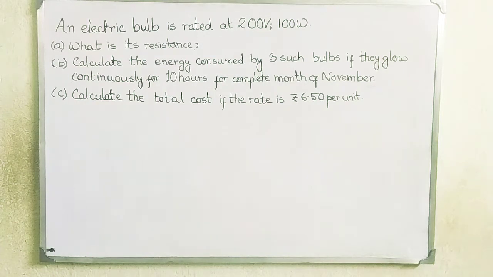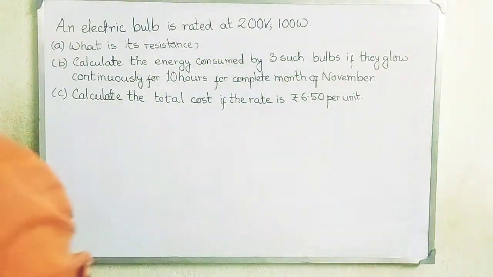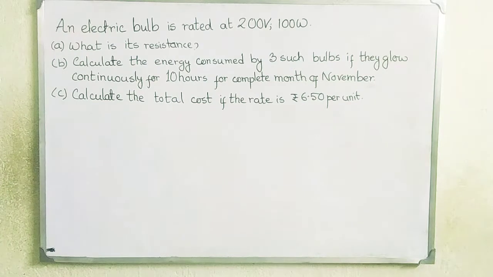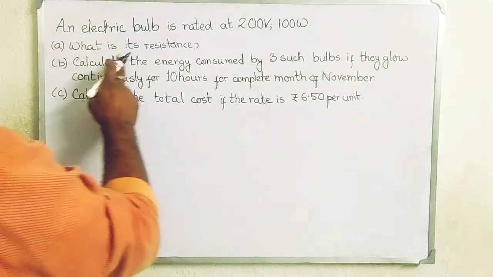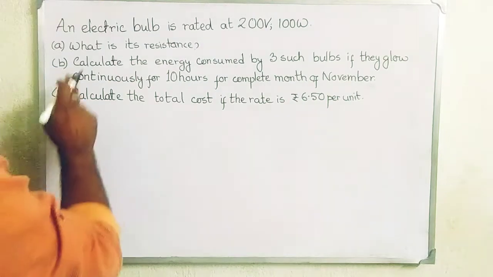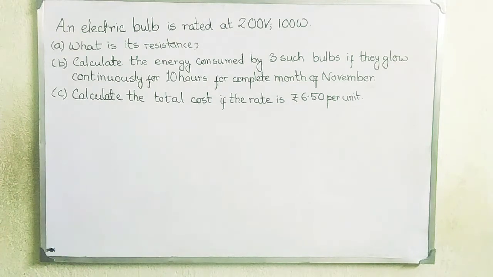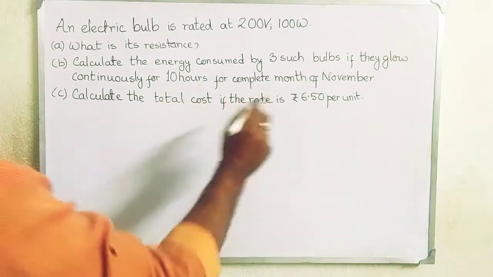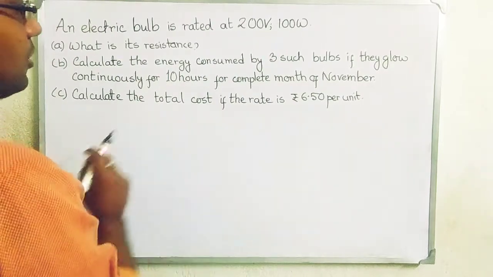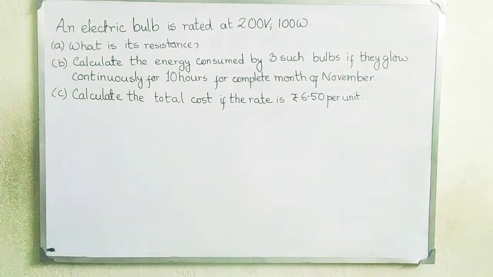Welcome all of you. The question is, an electric bulb is rated 200 volt, 100 watt. So the specifications, the voltage and the power, are given. What is its resistance? You have to find out the resistance of the bulb. Calculate the energy consumed by 3 such bulbs if they glow continuously for 10 hours per day for the complete month of November. Calculate the total cost if the rate is rupees 6.50 per unit. Okay, so let us go step by step.